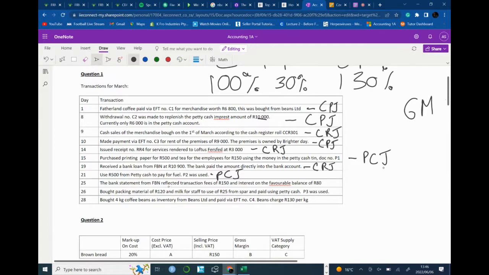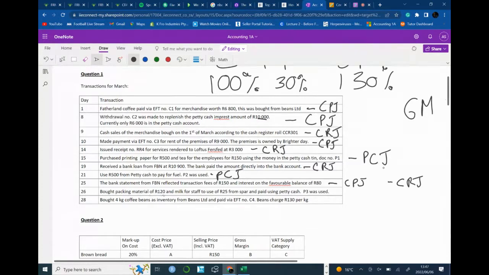Next one, the 25th. Bank statement from FBN reflected transaction fees of 150 and interest on the favorable balance of 80 Rand. The first one, the 150 transaction fees, is CPJ. Then the 80 Rand interest on a favorable bank balance is going to be CRJ. That's us receiving money. Does that make sense? Okay, cool. Second last one.